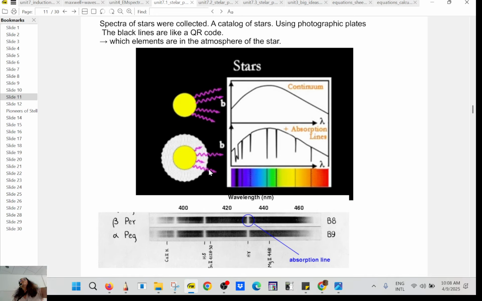As you move the star away from you, it's not that you are moving the star away from you, but if the star is farther away, you cannot find its luminosity. You're going to find its brightness, how bright it appears to be. But if you know the distance, then you can find the luminosity.